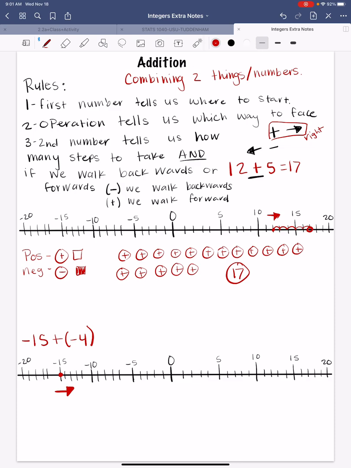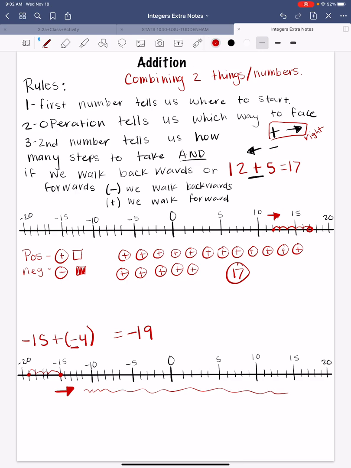And then that second number tells us how many steps we take. So we're going to take 4 steps, but because it's a negative, we're going to walk backwards. So if we are facing to the right, we need to walk backwards 4 steps because it's a negative. So we're going to go 1, 2, 3, 4. And we walked backwards, and that put us at negative 19. Okay, so that tells us if we step forward or backwards.